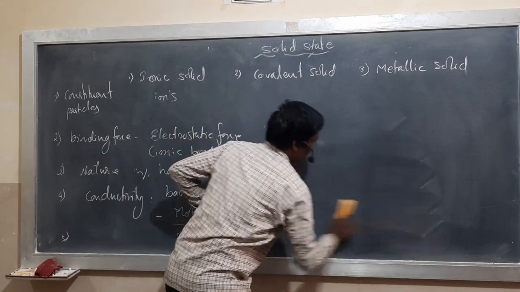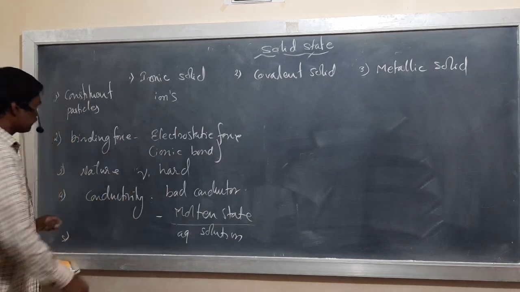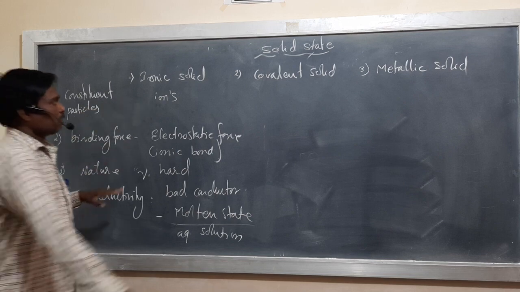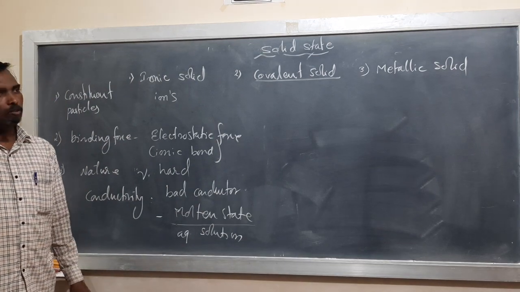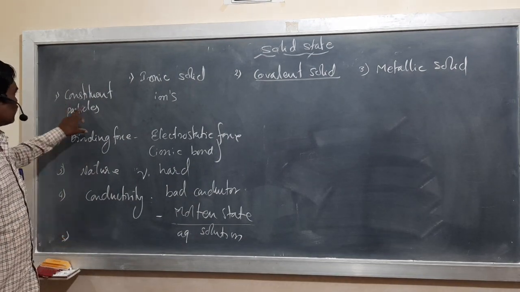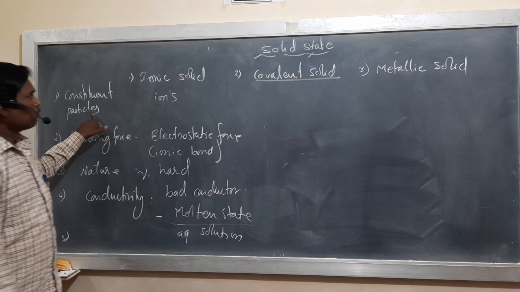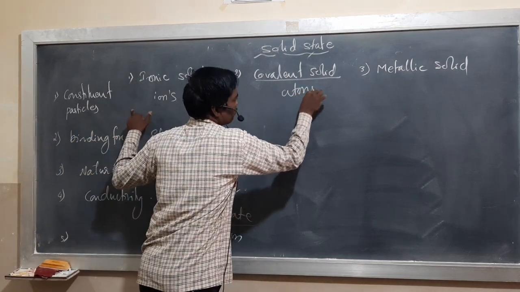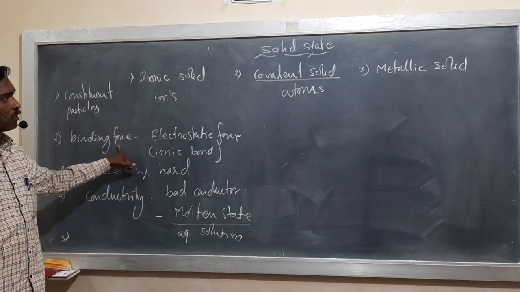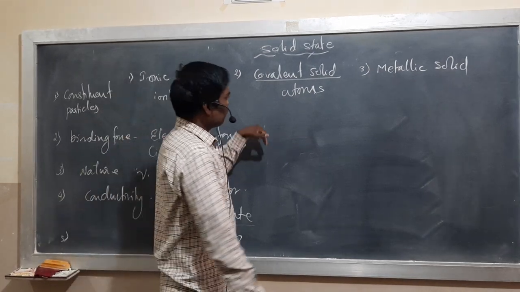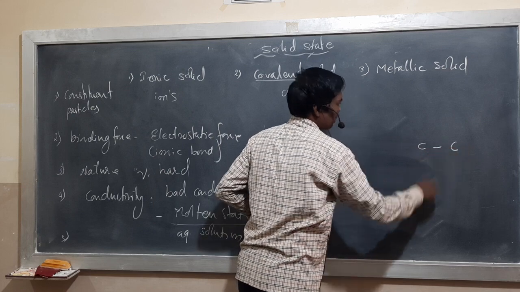The next one is covalent solids. Let me take examples such as diamond or graphite. These are covalent solids. The first property of covalent solids is the constituent particles. The constituent particles in covalent solids are atoms. Atoms are the constituent particles, and then the binding force. For example, in diamond, there is a bond present between carbon and carbon.